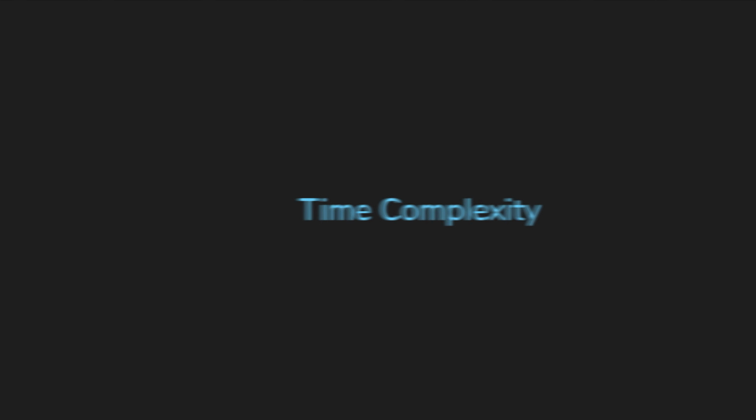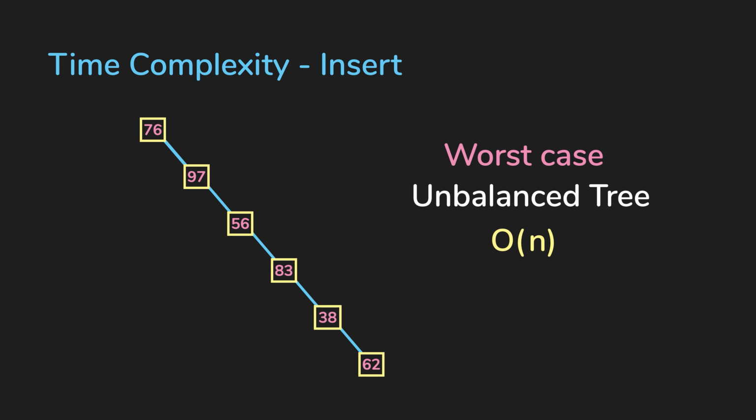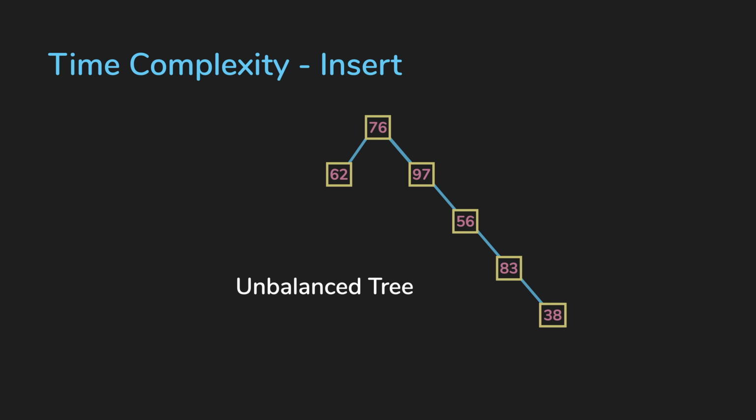Now that you implemented insert for a binary search tree, what do you think is the time complexity for it? So the worst case scenario is O of n. When the tree is perfectly unbalanced. For a tree to be unbalanced means that one side of the tree has a height that is way greater than the other side.